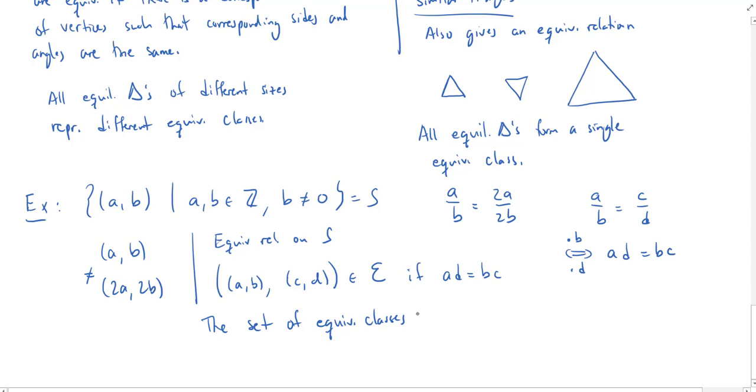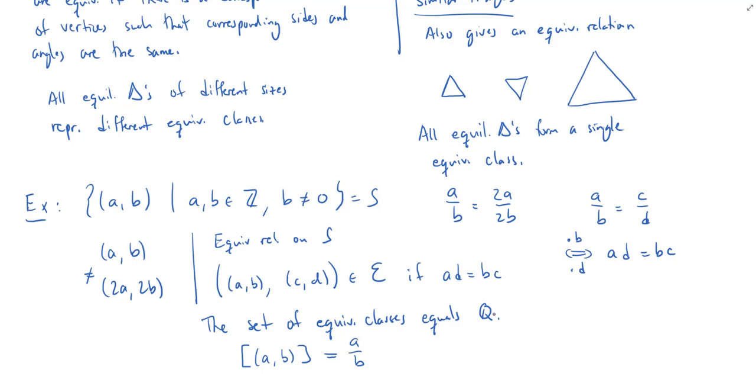And what is an equivalence class, by the way? We are using square brackets to denote an equivalence class, but let's just call this A over B. So the set of equivalence classes equals the set of rational numbers. If we want to define rational numbers, we define them as equivalence classes of pairs of integers where the second component is non-zero.